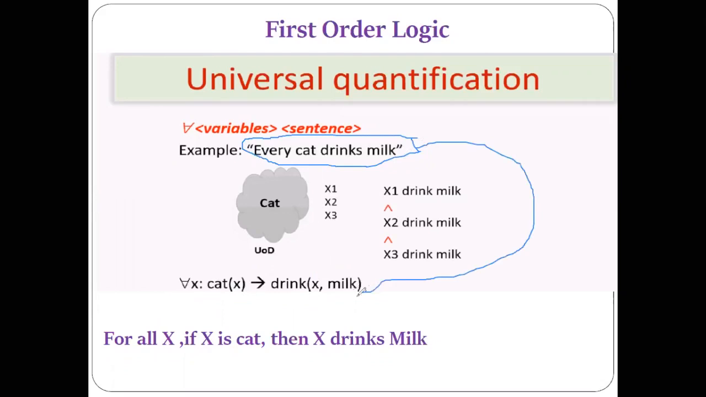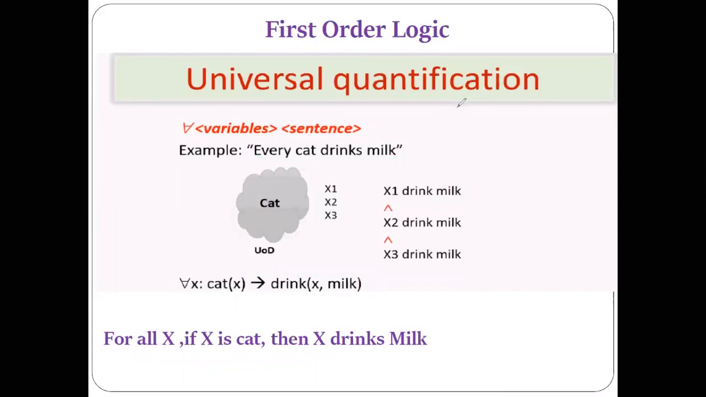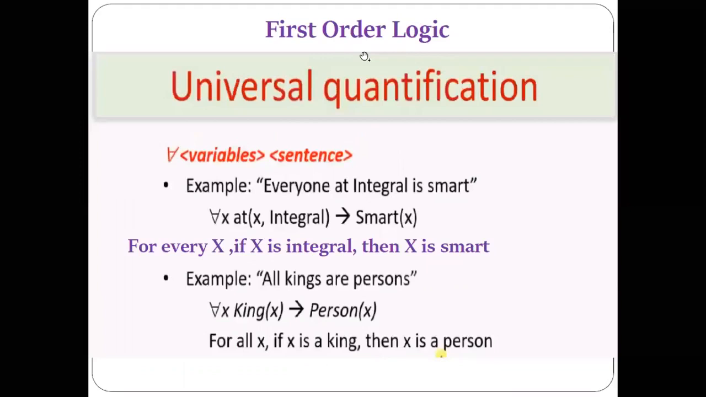Is this logic correct? Yes or no? Yes, sir. Now you should understand how to read the logic also. You are getting? And that's why I have written here how to read this. Meaning of this, for all x, if x is a cat, karan apan x kunasati use kela, cat sati. For all x, if x is a cat, then x drinks milk. Got the point? Yes, sir. Now, more examples you solve, the idea will get more clear. So let's see another example also.